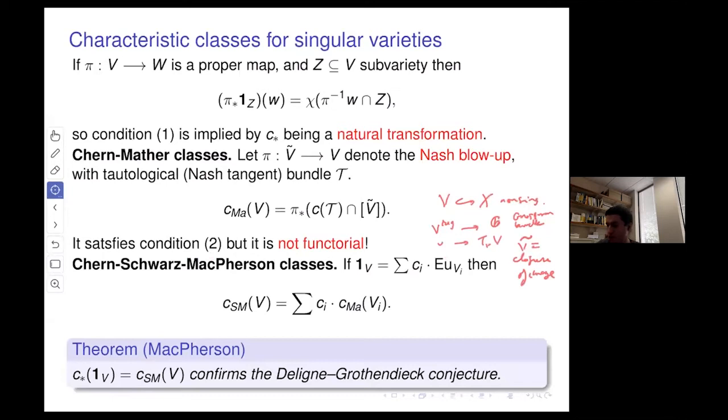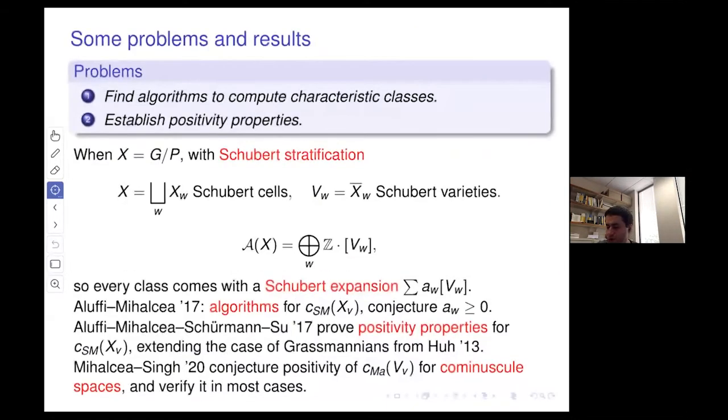Okay, so this is how Euler obstructions show up in intersection theory, and again, the basic set of questions: how do you compute these classes? So you want to find algorithms to compute these Chern classes, and then it turns out that they often satisfy some positivity property in the effective classes in the Chow group, and when that happens, you want to be able to establish these properties.